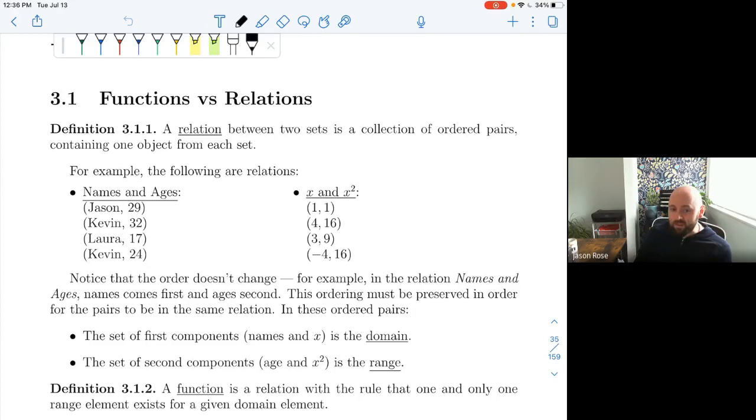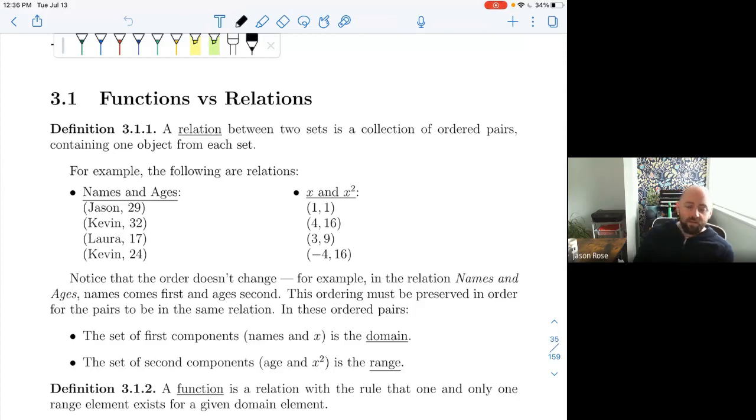One you might be more used to seeing, x and x squared, for example. 1 and 1, because x is 1, x squared is 1. 4 and 16, if x is 4, x squared is 16. This is one where there's a rule applied to it. That if the first set is x, then the second set, the pair that goes with it, is the square of that number.